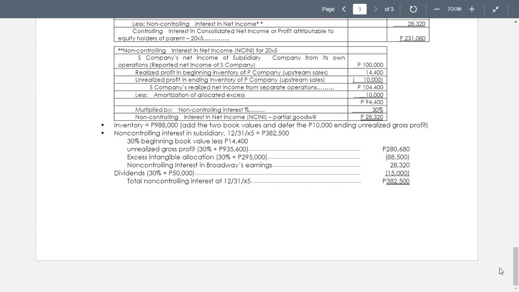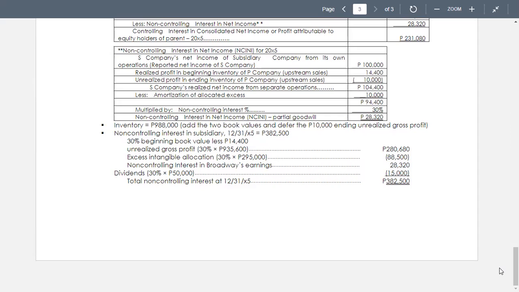So 3.9 million, add 66,000, add 63,000, deduct 57,000, deduct 69,000. The net amount is 3,903,000. Add to 3,609,000. The total is 7,512,000. Then there is no amortization of allocated excess.